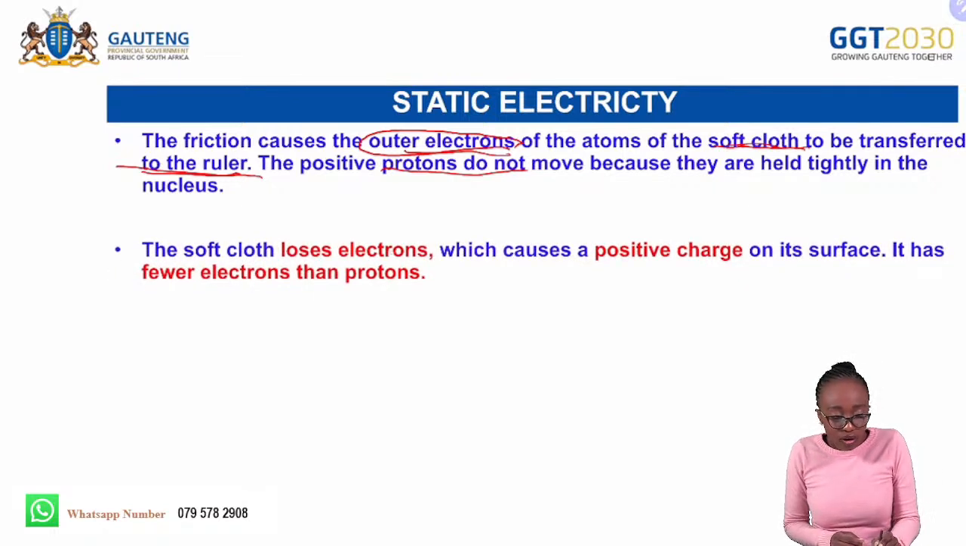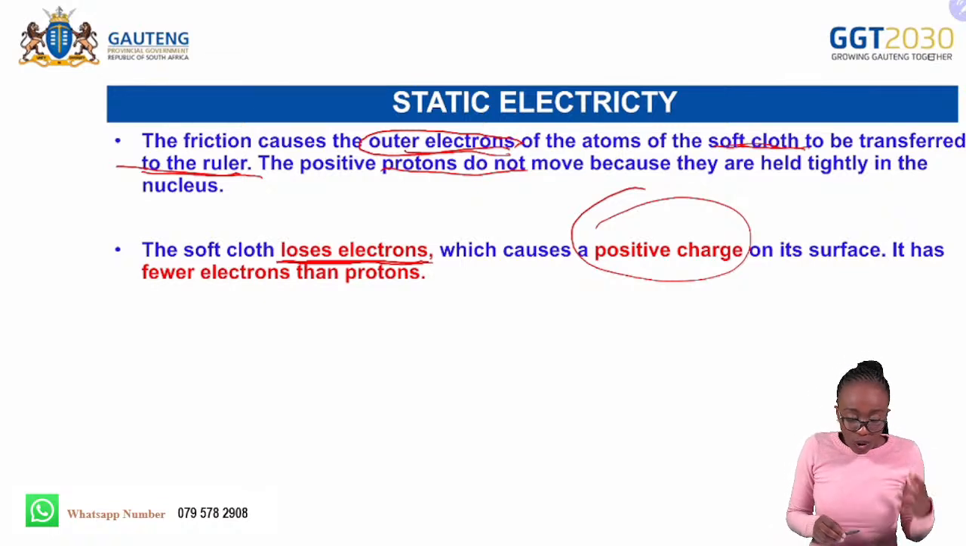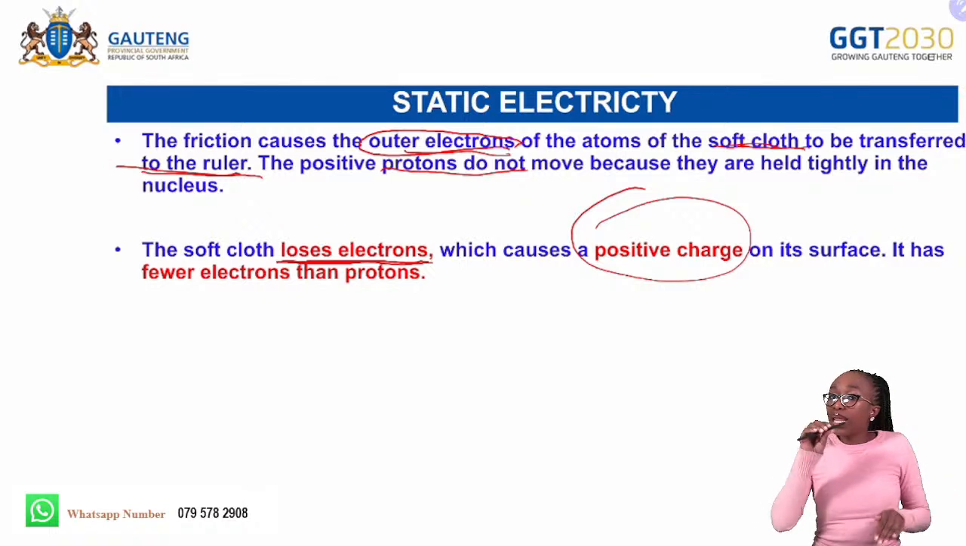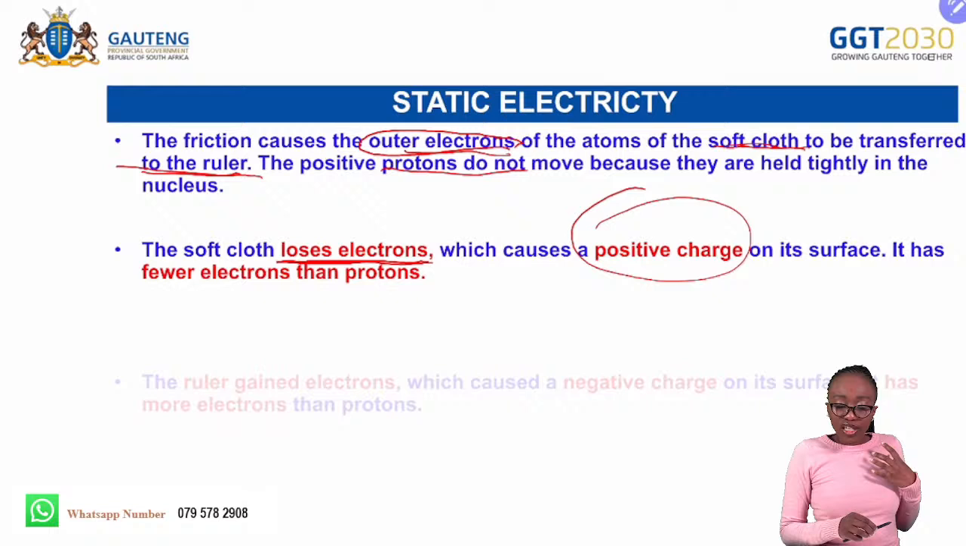So now the soft cloth loses electrons. It loses electrons, which causes a positive charge on its surface as it has fewer electrons than protons. As long as there's an imbalance, if we have more or less of the other, then the object becomes charged. So it is up to us to find out what the charge is.